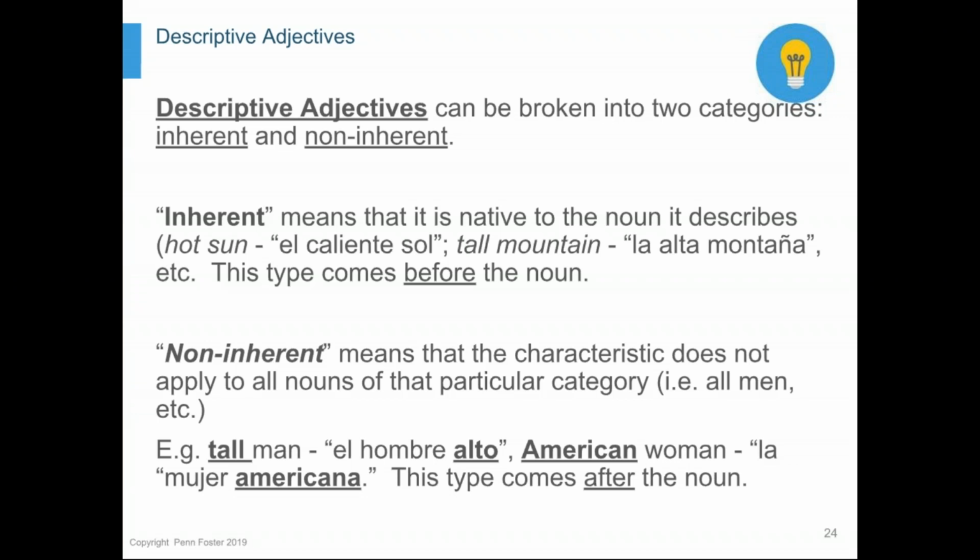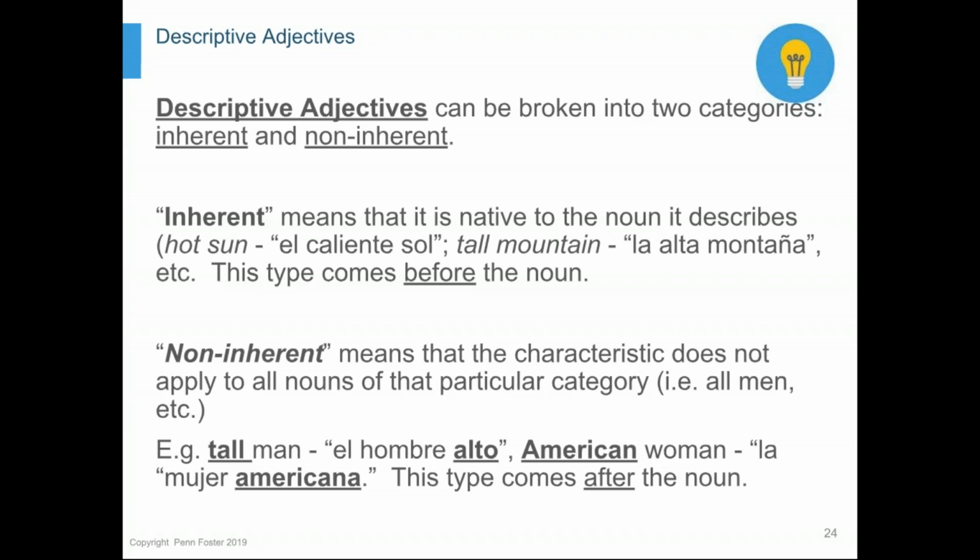And to break that down even further, we can break descriptive adjectives into two categories: inherent and non-inherent. Although you might not be too familiar with those words, if you read those descriptions, it should be a little bit more clear for you. So an inherent descriptive adjective is one that is native to the noun that it describes. If you think about the sun is hot. There's no questioning that. Okay, if you think about mountains, they're tall, they're high in elevation. If they're not, they're not mountains, they're hills or things of that nature.